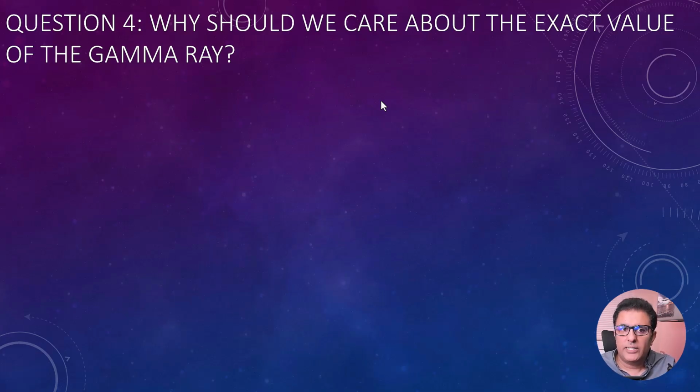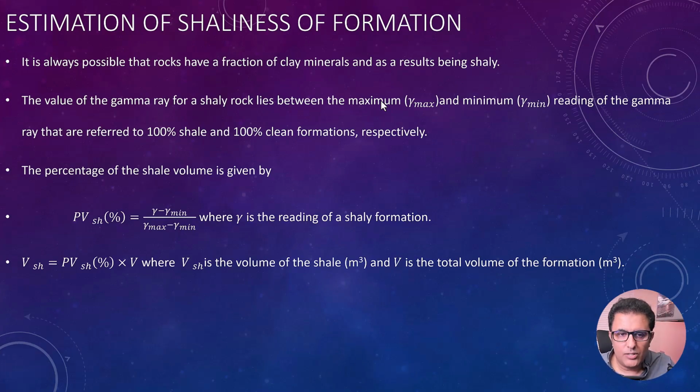And if we have some idea about the exact value of gamma rays, then we're able to better estimate the presence of shale in shaly formations and apply those required corrections. So this is how we may have some estimates about the percentage of shale in the shaly formation. We can use this equation. Let me explain how this equation works, in order to estimate the percentage of shale in shaly formations, for example, shaly sandstone or shaly limestone.